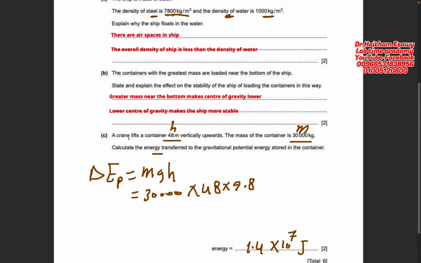A crane lifts a container 48 meters vertically upwards, so this will be the height. The mass of the container is 30,000 kilograms. Calculate the energy transferred to the gravitational potential energy stored in the container. Gravitational potential energy equals mgh: mass times gravity times height. Mass is 30,000 from the question, times g, which is 9.8, times height, which is 48, equals 1.4 times 10 to the power of 7.